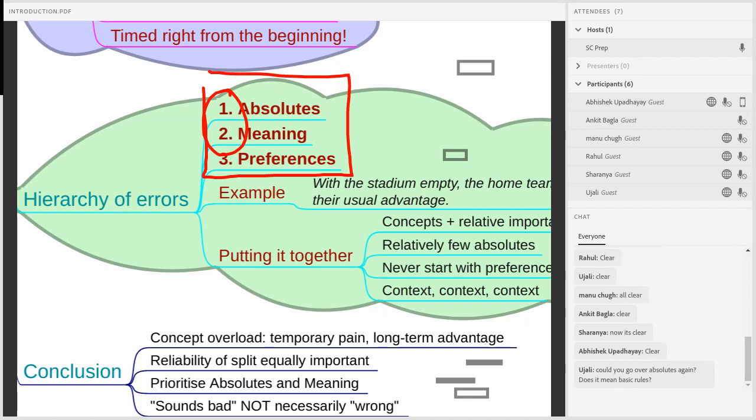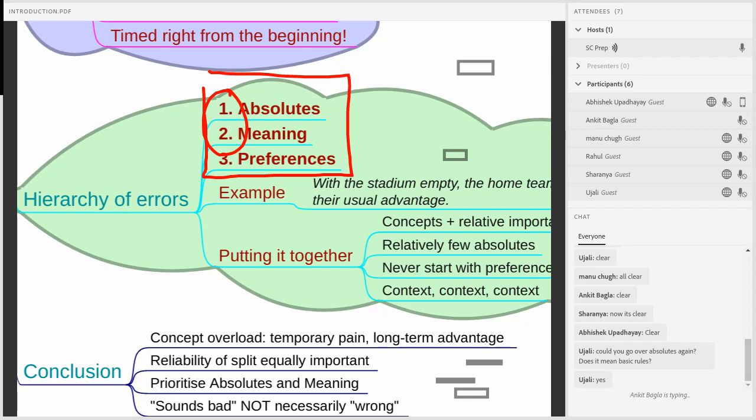Right, Ujali. So absolutes are slightly different from basic rules. So whenever people normally use the word basic rules or rules, they normally start thinking about grammar rules, right? Is that what you're thinking? If I could just have a quick perfect. And of course, you can unmute yourself also if you have any questions about what I'm saying right now.